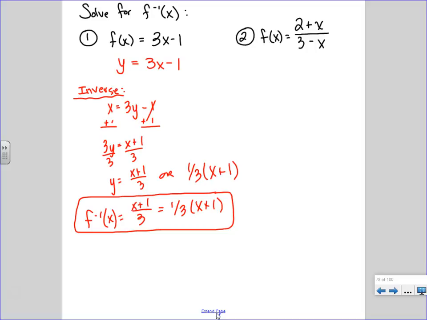First of all, does it make sense f of x is y? So then we take the variables and we literally switch them, right? Then we go ahead and do the math, meaning get y by itself. Add the 1, then we divide it by the 3. We can say times 1/3, just another way of writing it, hence why I put the or.